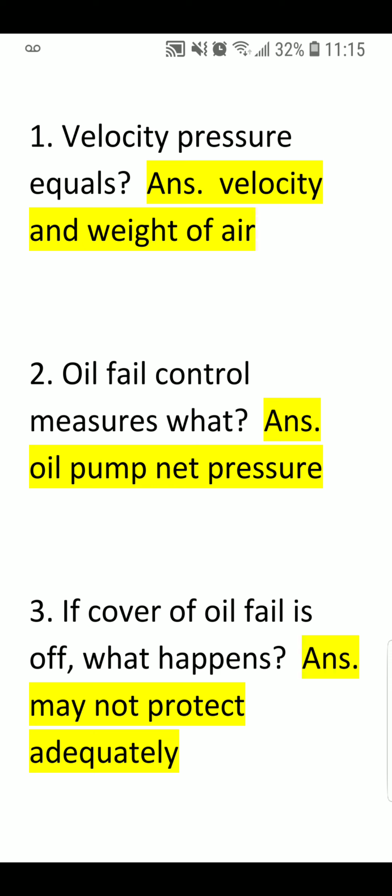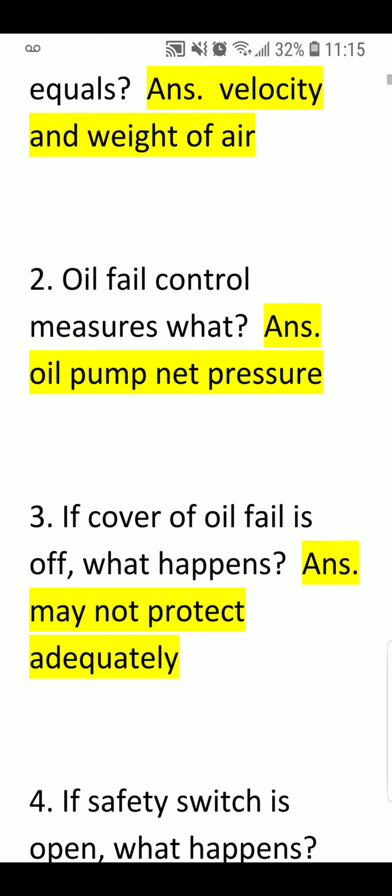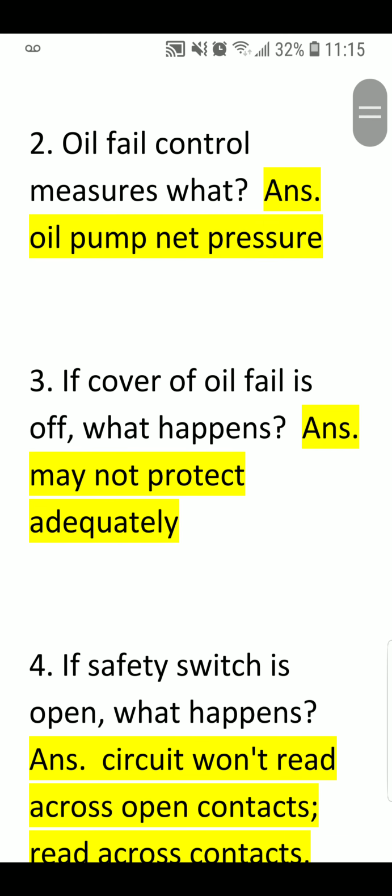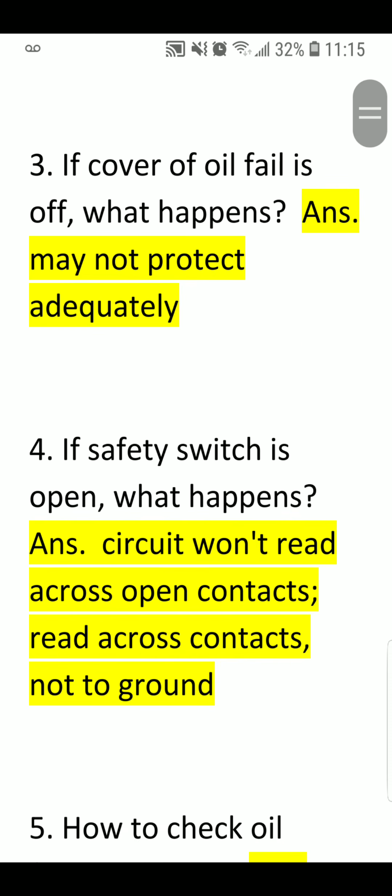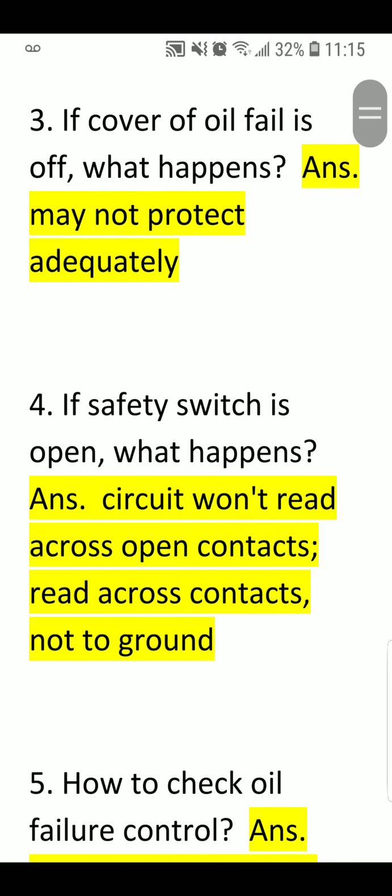Velocity pressure equals. Answer: velocity and weight of air. Number 2. Oil fill control measures what? Answer: oil pump net pressure. If cover of oil fill is off, what happens? Answer: it may not protect adequately.